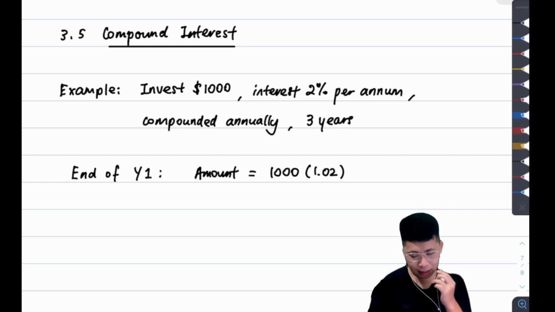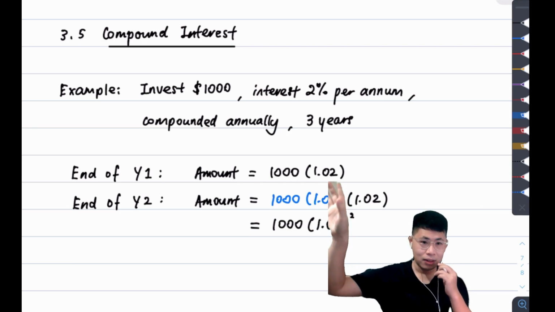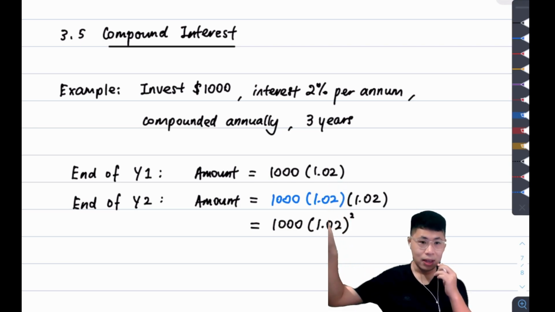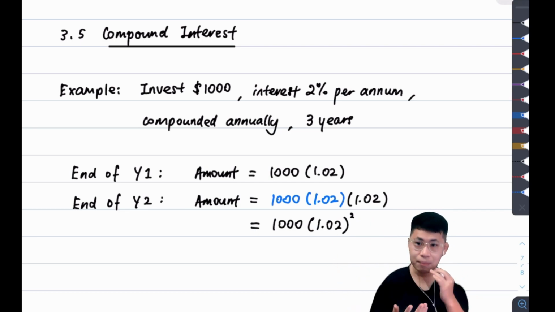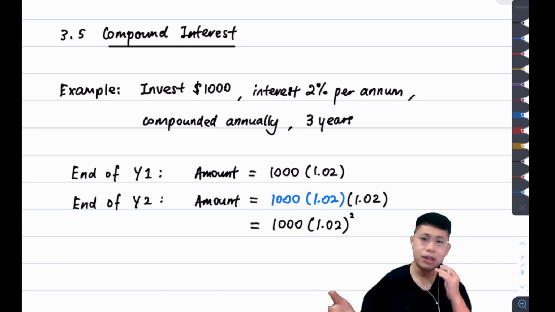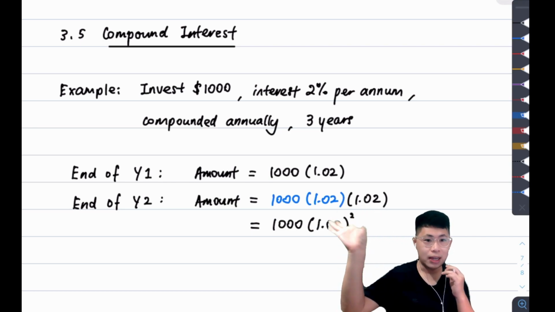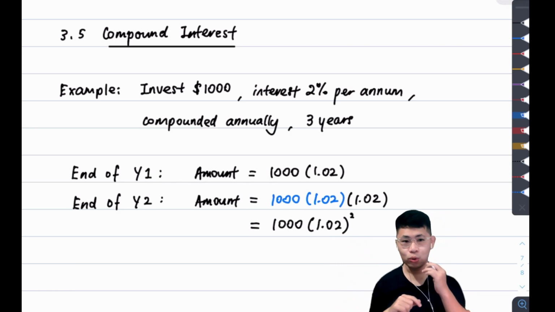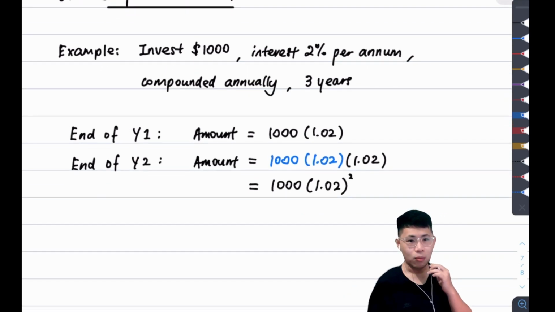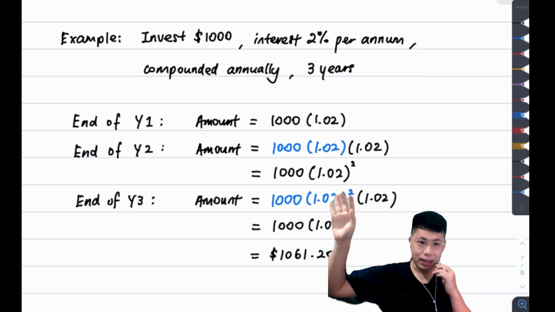Then at the end of year 2, we are going to take the same amount in year 1, and we're going to raise this by another 2%. So the entire sum that I have at the end of year 1 is going to raise by 2%. So the whole thing is multiplied by 1.02 again. If you see both of these, we can actually combine them into index notation, and it will be 1.02 squared.